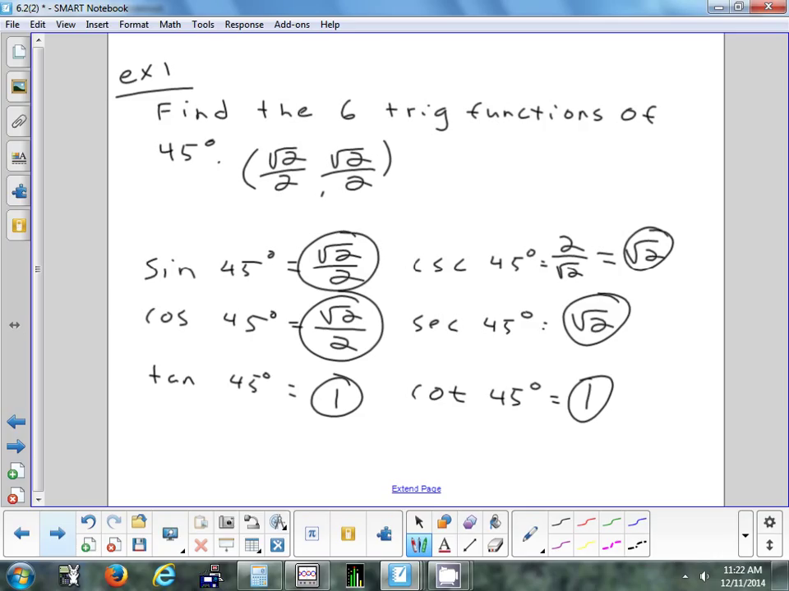Yeah. Wait, why is cosecant square root of 2? Because when you flip it, you get 2 over root 2, and then multiply top and bottom by root 2. So you're going to get 2 root 2 divided by 2, and the 2's cancel.